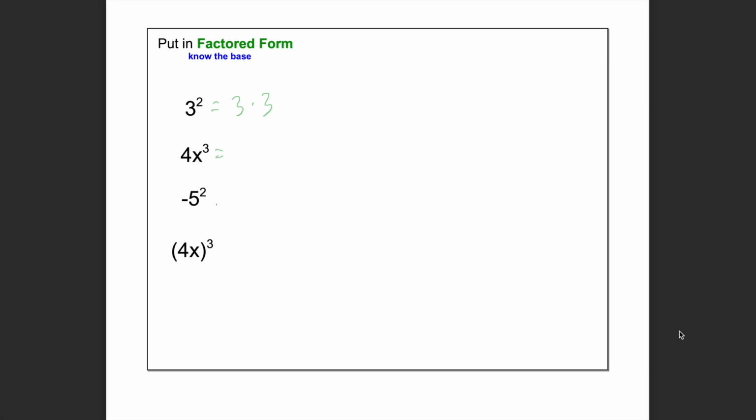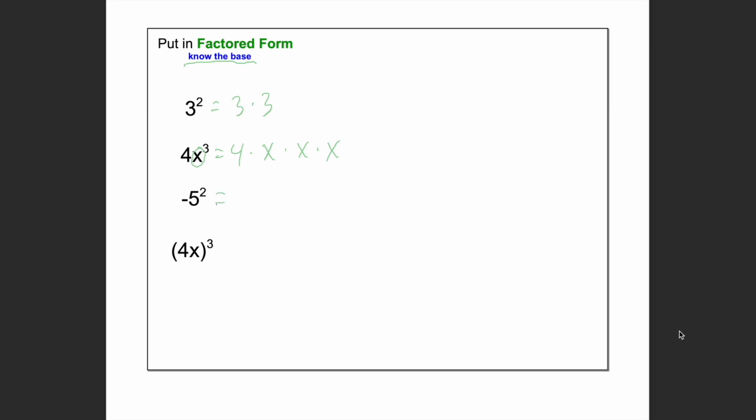Next one. What's the base here? Know the base. So the base is x. That's the base. So that means the 4 is just by itself. The 4 just stays there. It's not being raised to the third power. It's just a 4. Then x is being raised to the third power. So we multiply by x 3 times. And that's that in factored form.